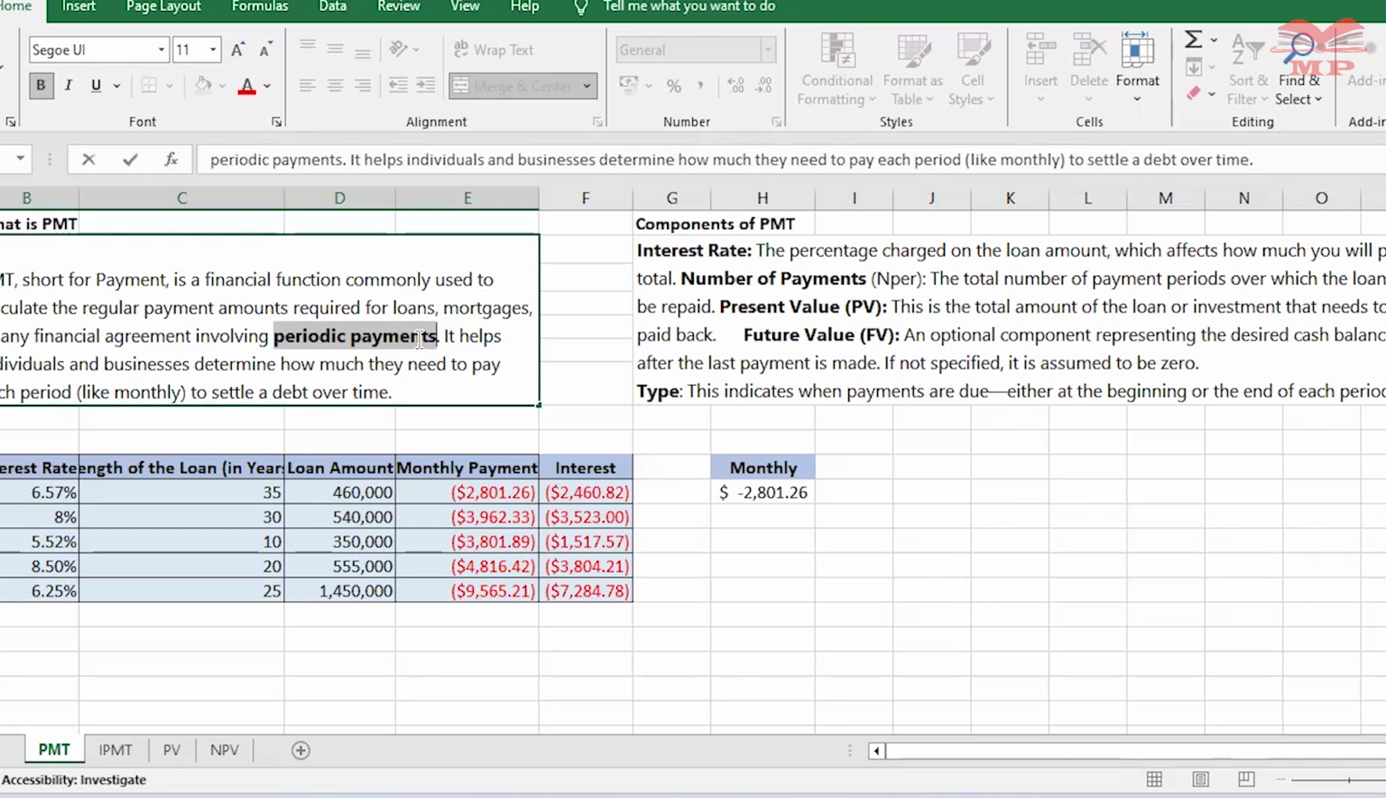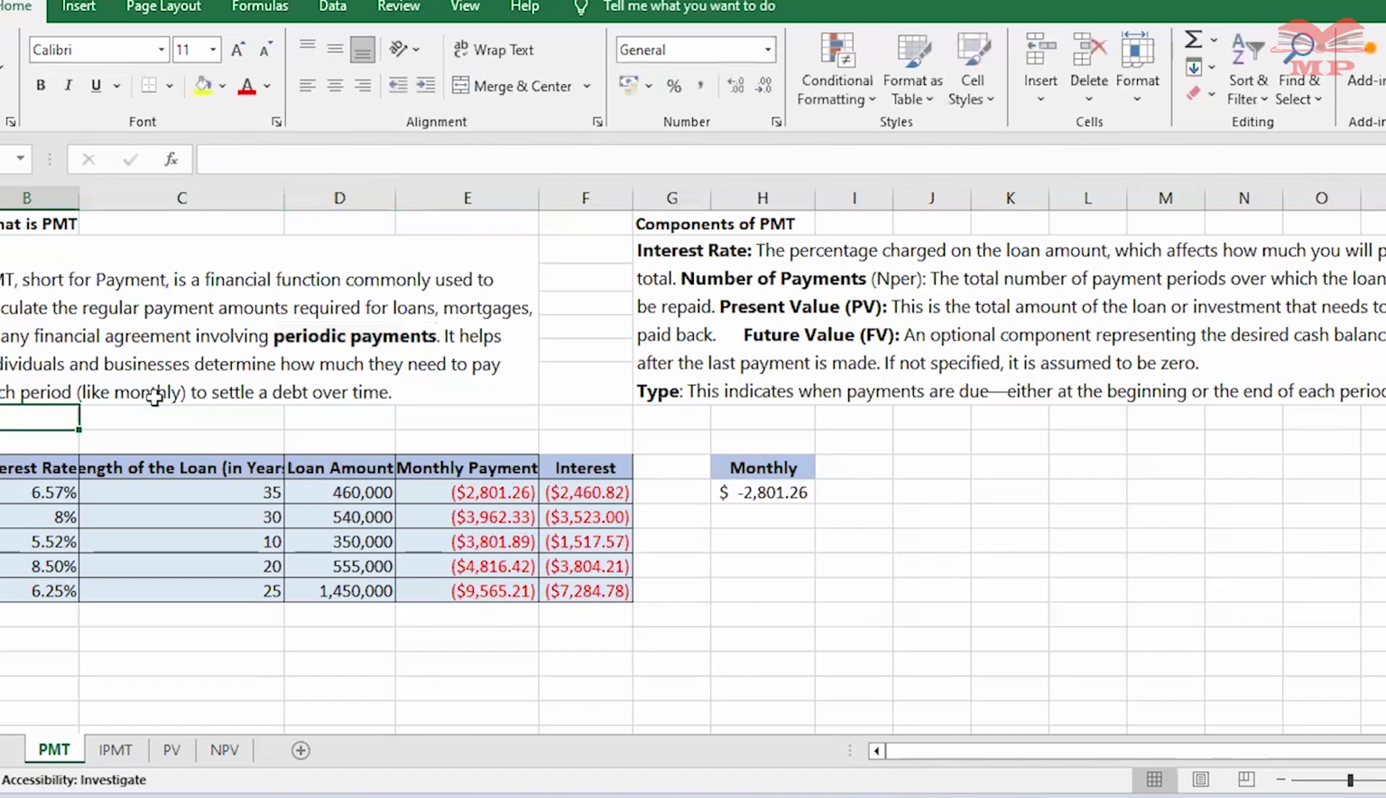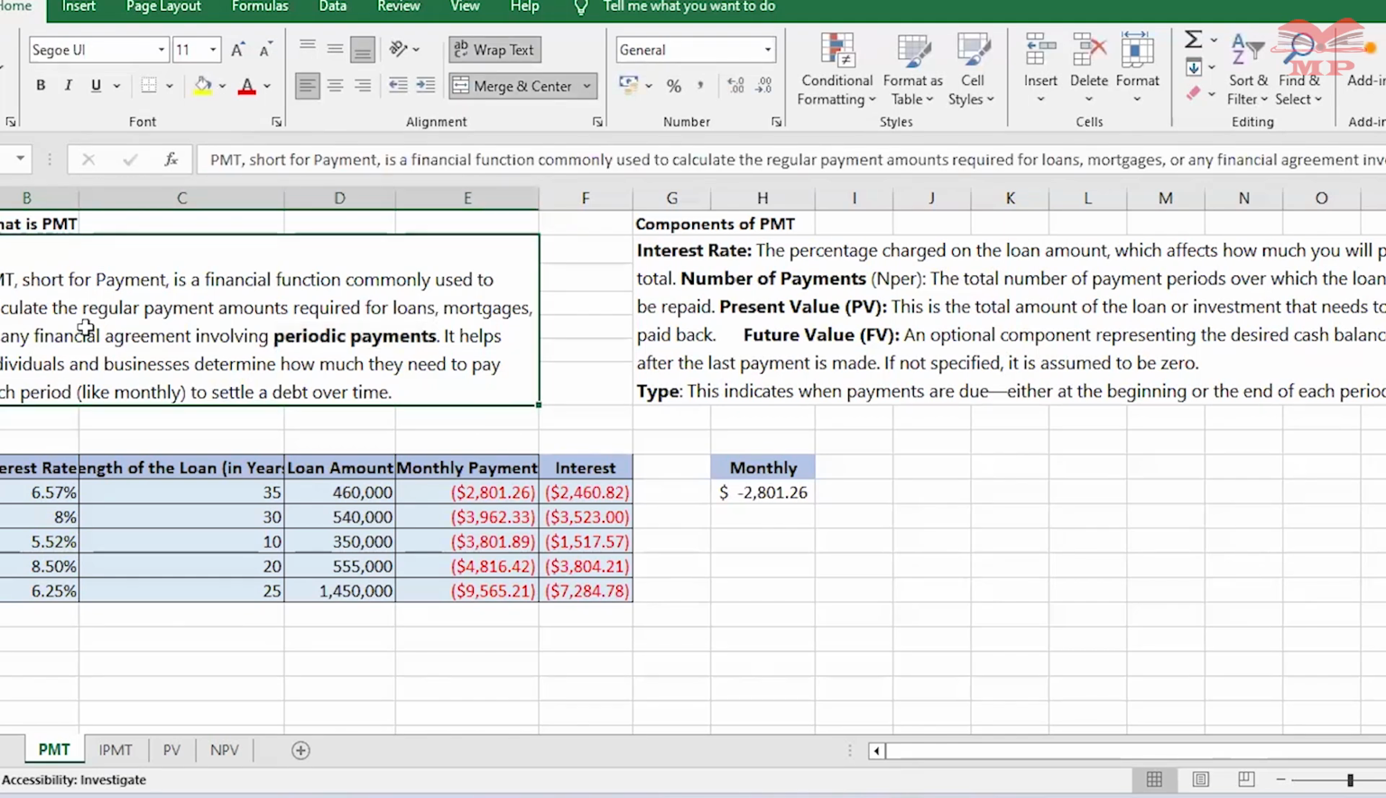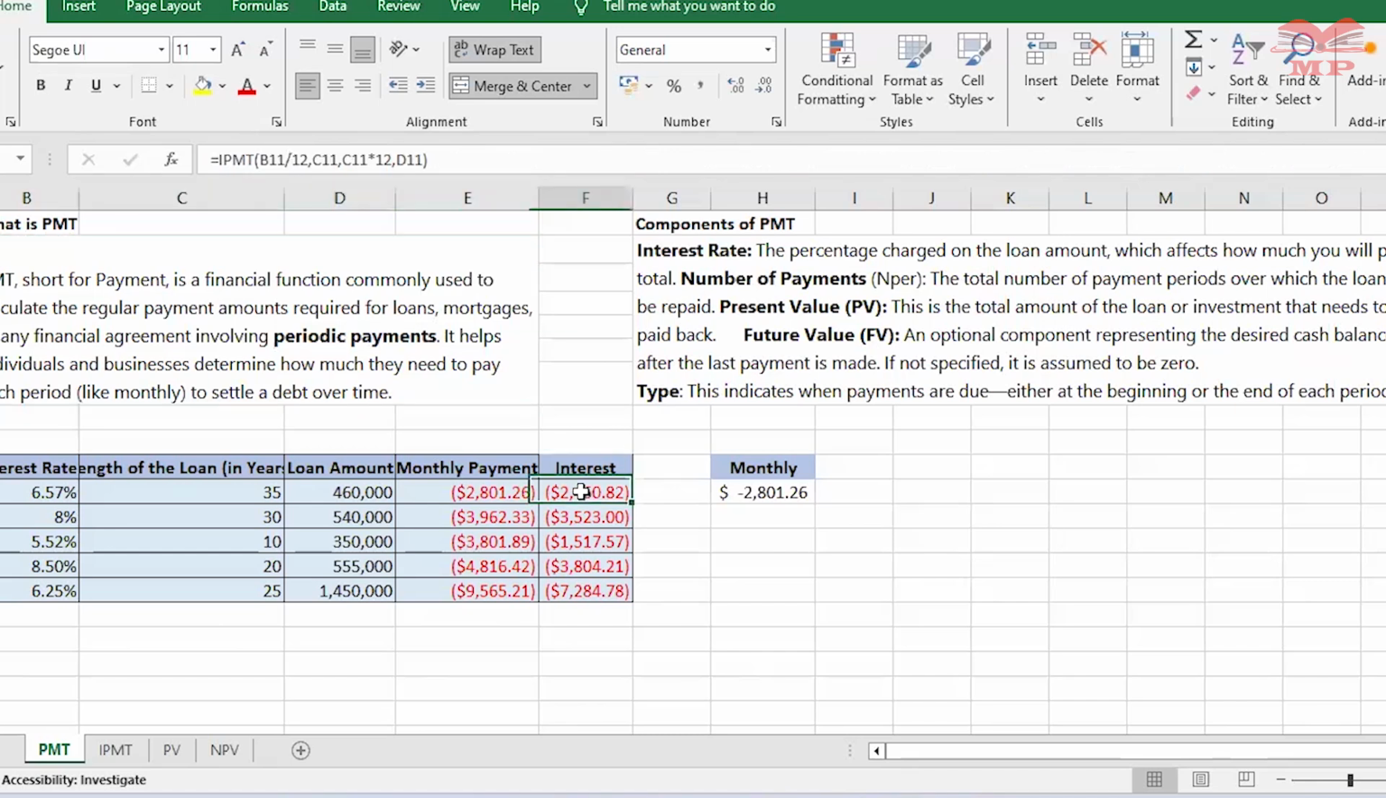It helps individuals or businesses to determine how much they need to pay for every period. For example, monthly, it could be quarterly, or whichever payment period you would have agreed with the lender or whatever we are talking about in this case. So PMT calculates the monthly payment. IPMT calculates what the interest is out of that monthly payment.